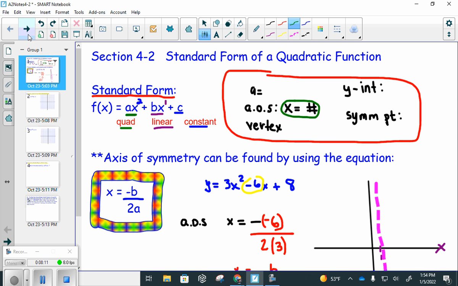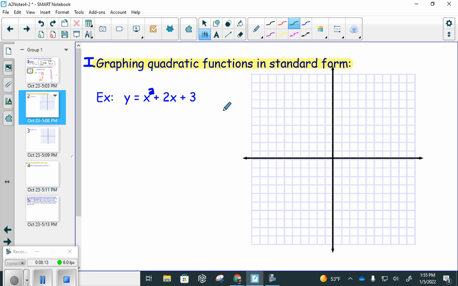Okay, so that is our learning target, basically learning how to graph parabolas when the equations are in standard form. And so we're going to do that right now, graphing quadratic functions in standard form with example 1. y equals x to the second plus 2x plus 3. We're going to list our graphing criteria.